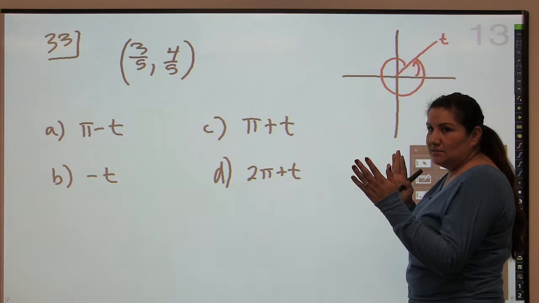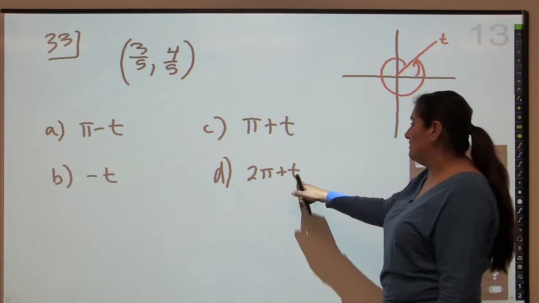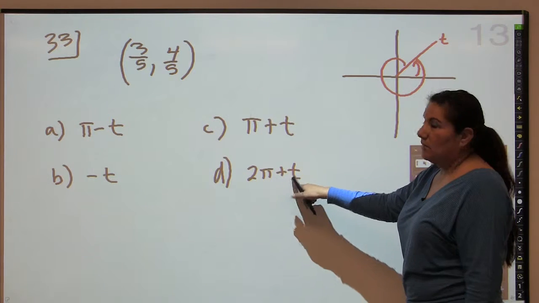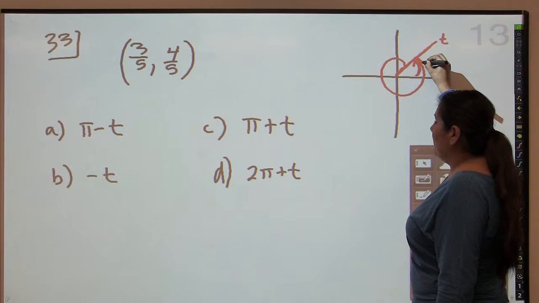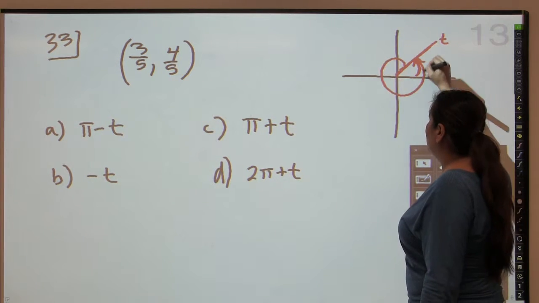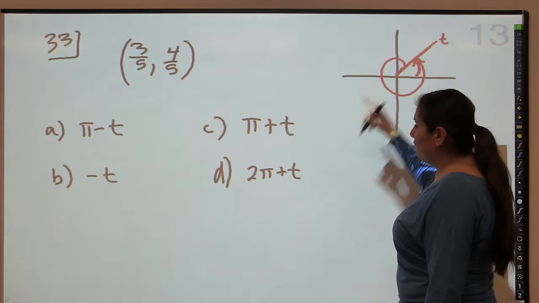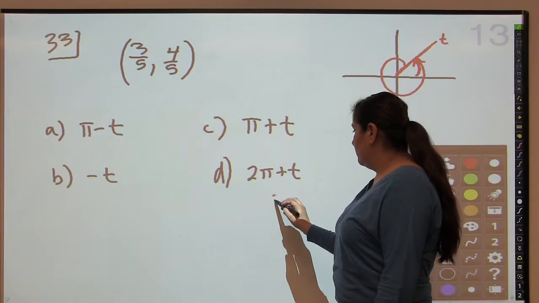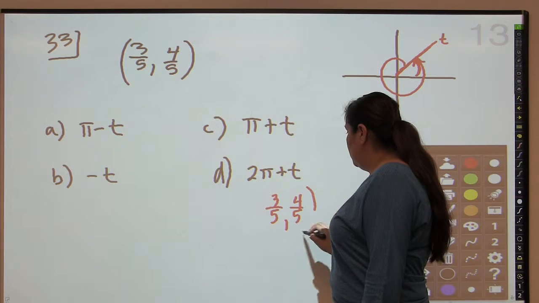Does that make sense? So where will you be? In which quadrant will you be if you have t and you add 2 pi to it? Oh, 1. So if this is my t, I already rotated to t. And then if I add 2 pi to it, I'm back in the same place, right? So the terminal point for part D is the same thing. Does that make sense?